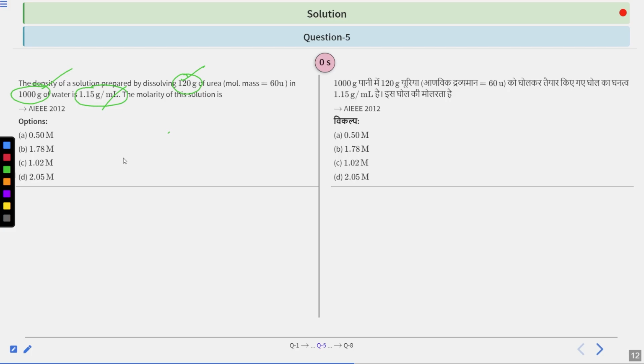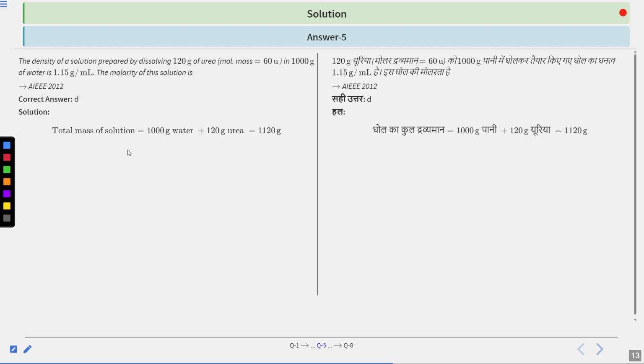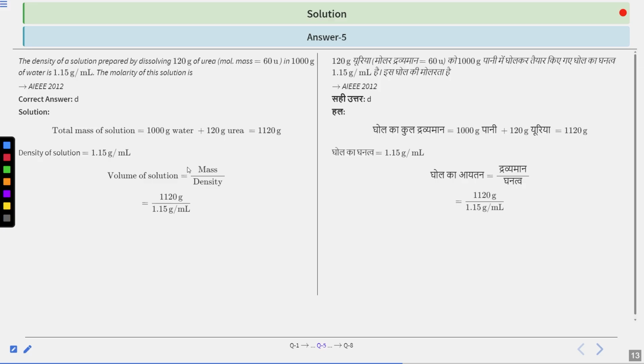So your time is up. Moving on to the solution. The question was already discussed: you are given the density and the amount of solute dissolved in solvent in terms of grams, and you have to find the molarity of the resulting solution. For those who have solved, the correct answer is D. The total mass of the solution is 1000 gram plus 120 gram, that is 1120 gram. Therefore, density can be used to calculate the volume, which is mass by density. If you put this value here, you will get 0.974 liters.